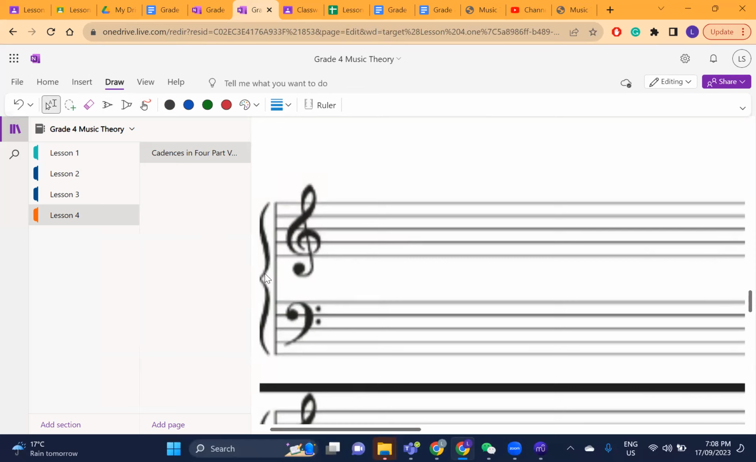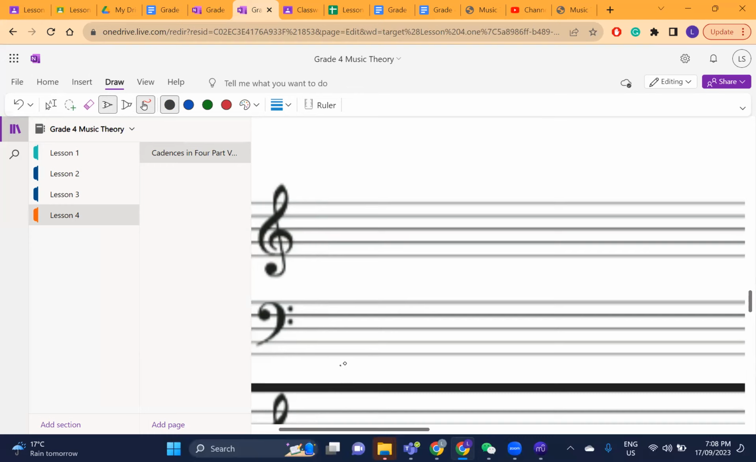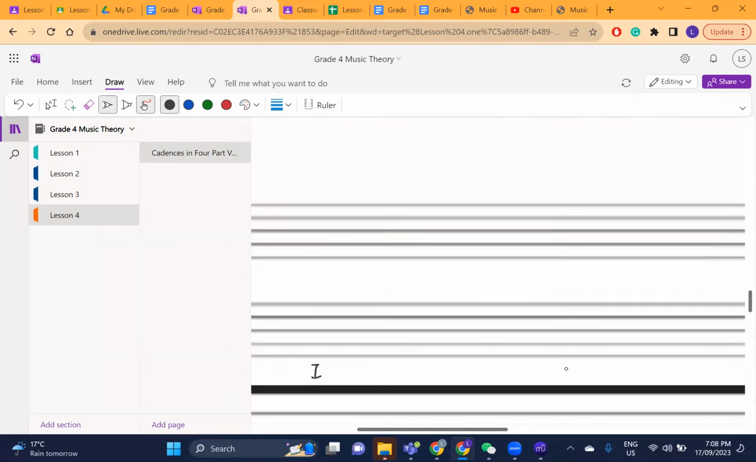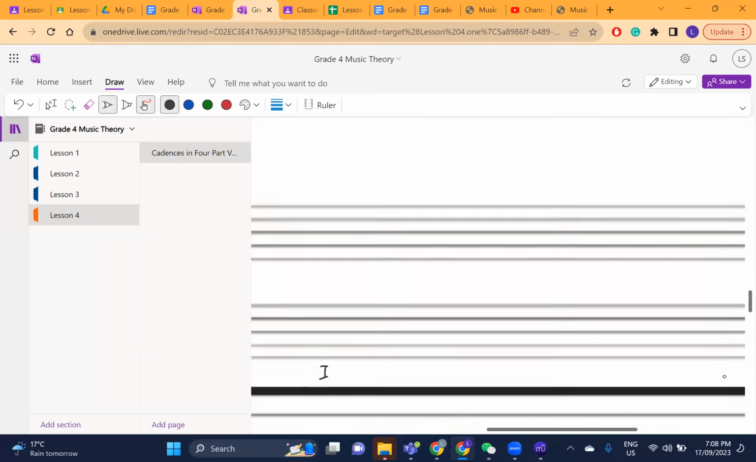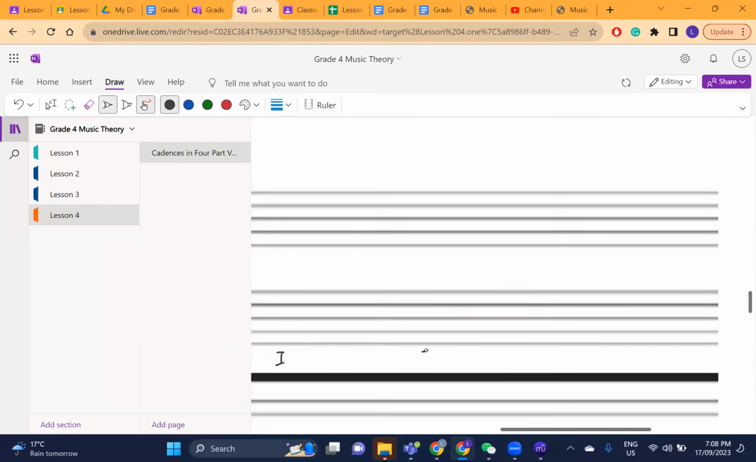Preceding plagal cadences with chord 1. So that's 1, 4, 1. We can have 1, 6, 4, 1, and 4, 6, 4, 1. Let's learn how to make these sound nice.